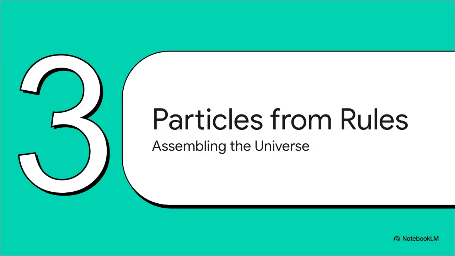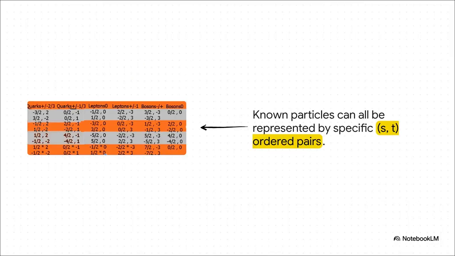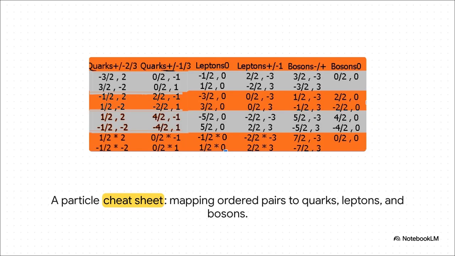So now for the real test. Can we actually assemble the familiar particles from the standard model using just this toolkit? And what's incredible is it seems to work. Just look at this. The entire particle zoo that physicists have discovered, all the quarks, leptons like the electron, even the bosons that carry forces, every single one can be plotted as a unique S-T point on this grid. They're not dozens of separate things anymore. They're just different arrangements of the same two basic parts.